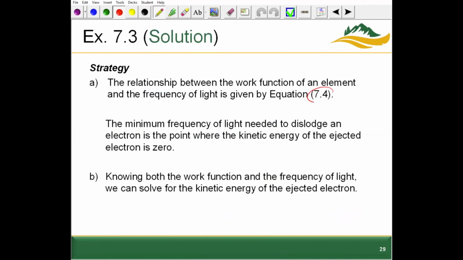We're going to need that equation we looked at. Then again, you'd be provided with this sort of information. The minimum frequency of light to dislodge an electron is the point where the kinetic energy of the ejected electron is equal to 0. You would not be expected to assume this. Again, you'd be given this sort of information to solve a problem like this.